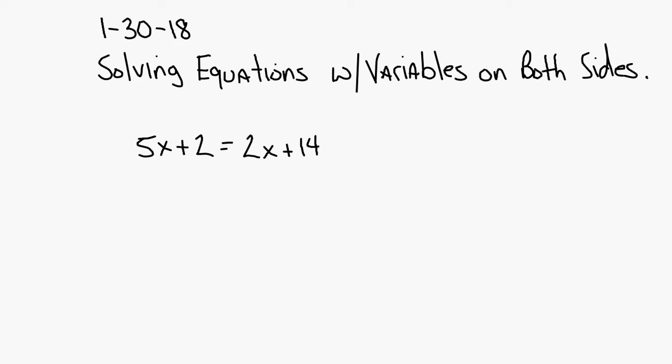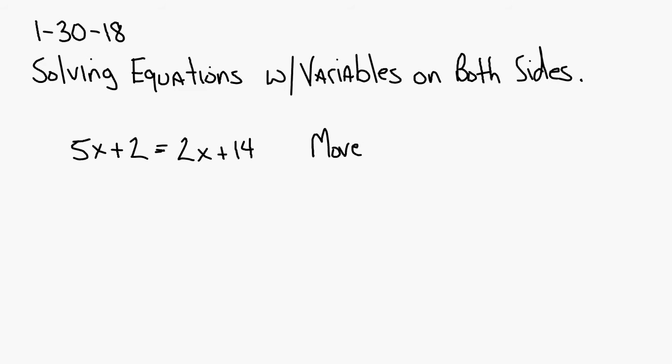Okay, the first thing you're trying to do when there's variables on both sides of the equal sign is to get all the variables on one side. All right, so your first step is to move all variables to one side. And when you move all variables to one side, you do that by inverse operation.